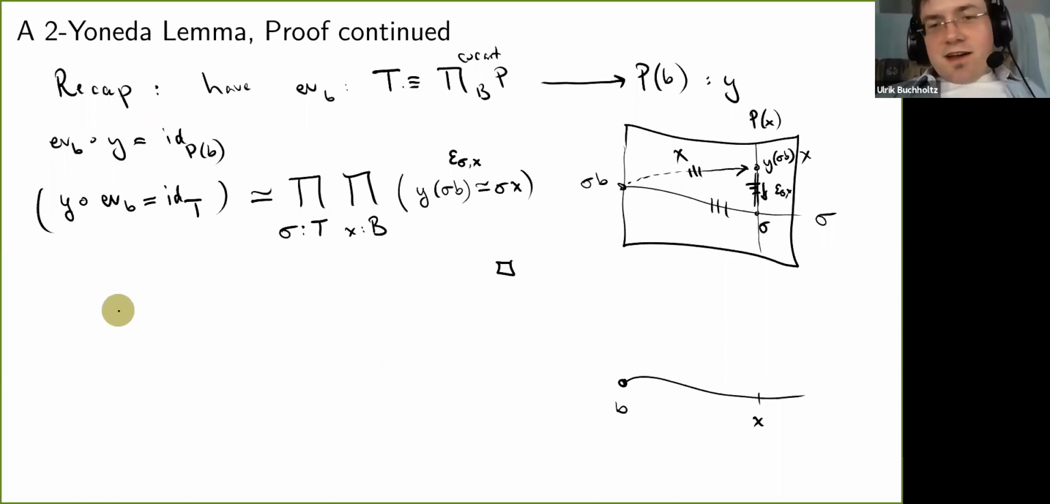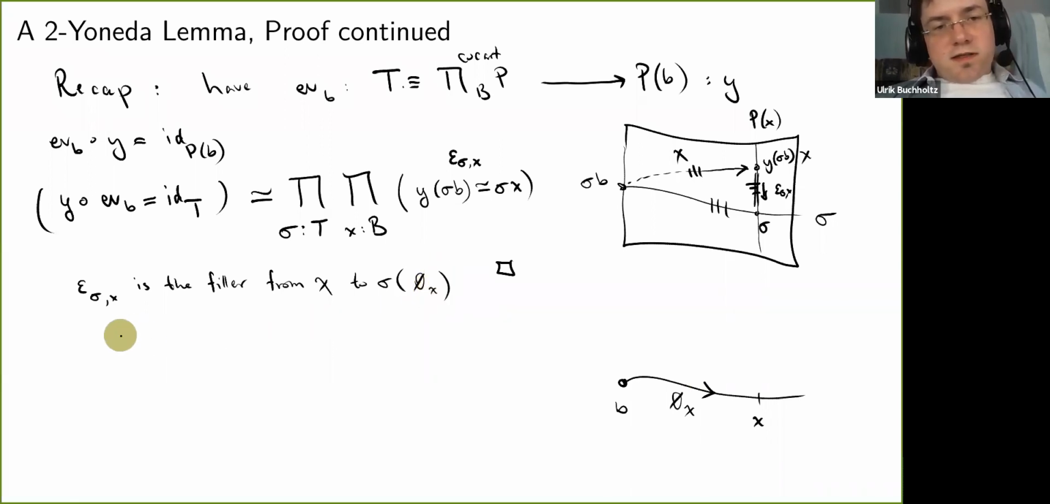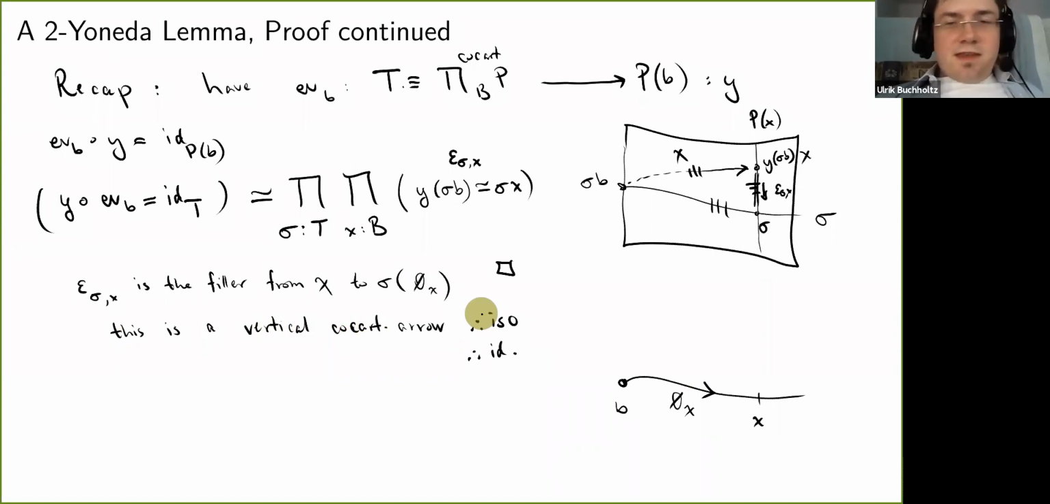Maybe for posterity, I will write: epsilon sigma X is the lift, that's the filler, from chi to sigma applied to the unique arrow b to x, and this is a vertical co-Cartesian arrow, therefore iso, therefore identity. Okay, and that's the proof.